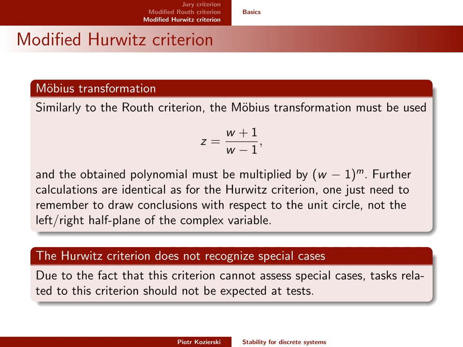And then there is the modified Hurwitz criterion. Also in this case, one needs to use the Mobius transformation and obtain a polynomial depending on the variable w. Subsequent calculations are performed as in the Hurwitz criterion. However, I will not require this criterion during classes, and I only show it as a supplement. Quite a lot of theory, but it will probably be easier to understand with specific examples, so let's solve a few tasks.